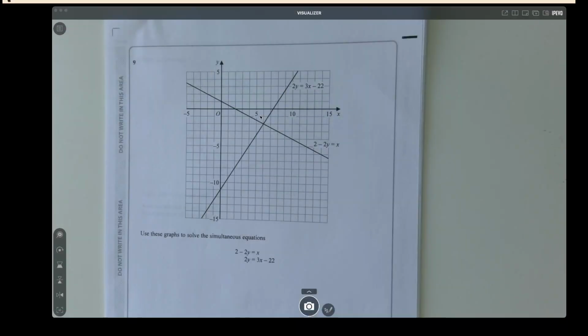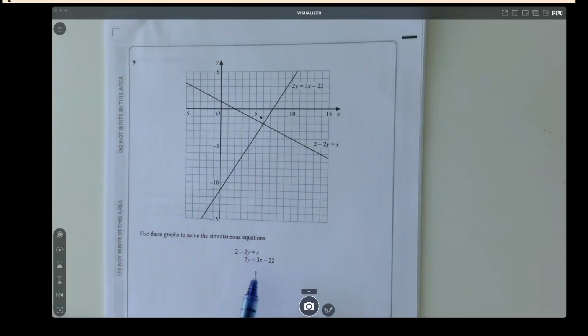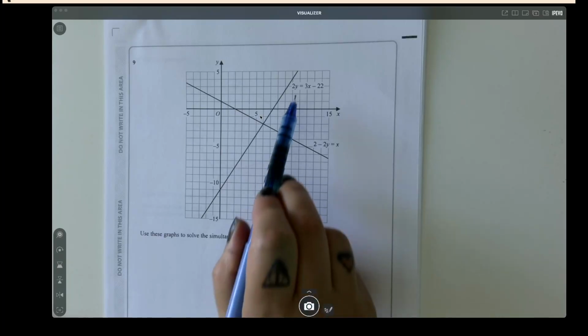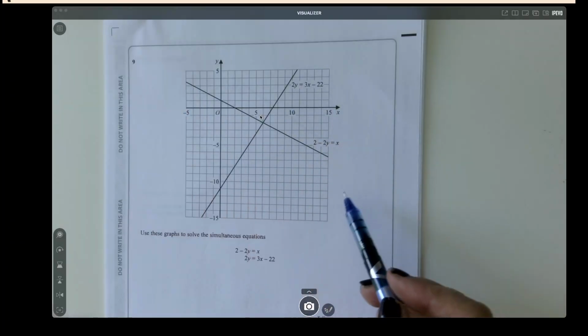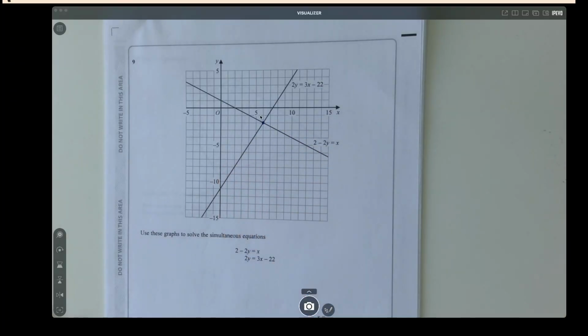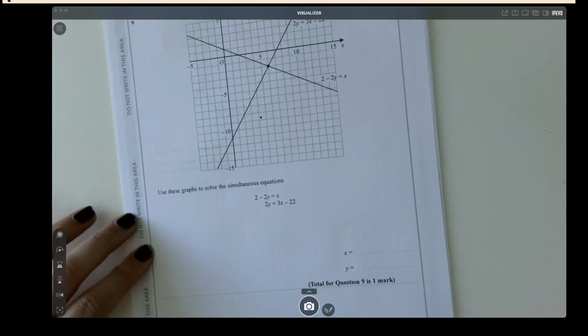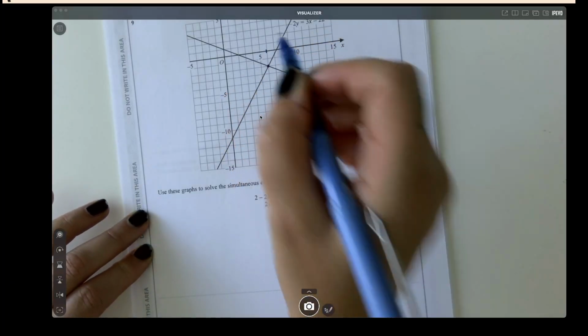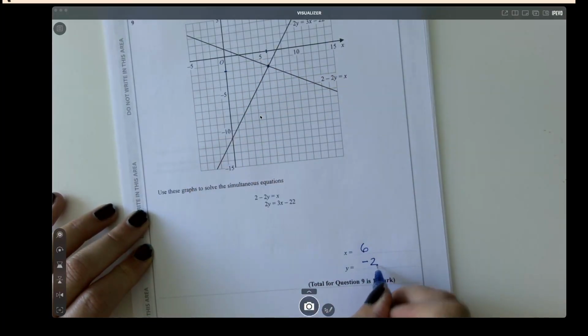Question 9. Use these graphs to solve the simultaneous equations 2 subtract 2y equals x. So 2 subtract 2y equals x is this line here. And then 2y equals 3x subtract 22, which is this line here. So to solve simultaneous equations, if we draw the two lines, the two graphs, where they intersect tells us the solutions. So the x coordinate will be the x solution and the y coordinate will be the y solution because we need an x and a y for simultaneous equations. So the x coordinate is 6 and the y coordinate is -2.